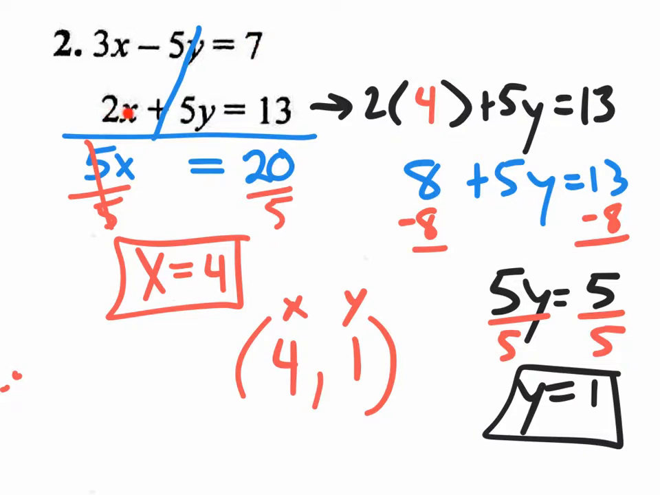You could do 2 parentheses, and in the parentheses plug in 4, plus 5 parentheses, in the parentheses plug in 1, equals, hit the equal sign on the calculator, see if it gives you 13. If it gives you both 7 and 13, you've double checked it, you're absolutely positive that the answer is 4, 1. Let's try another one.